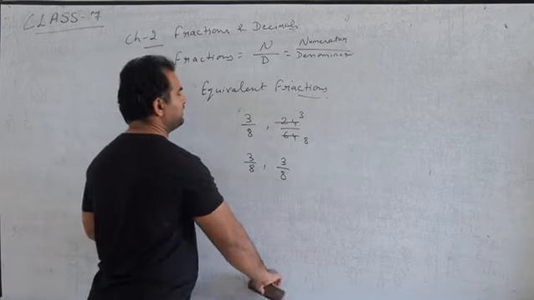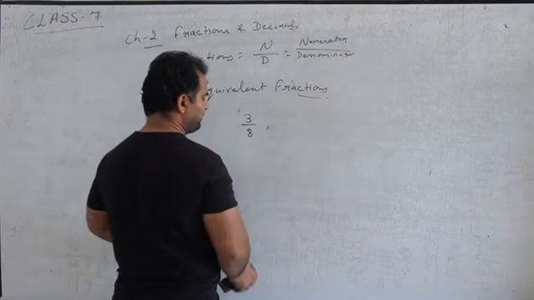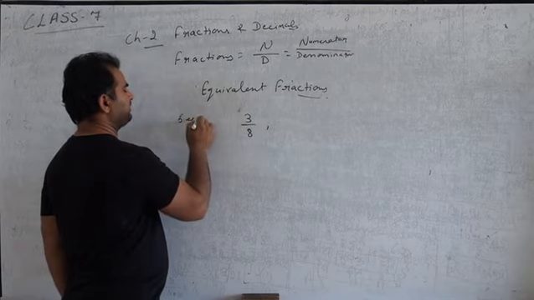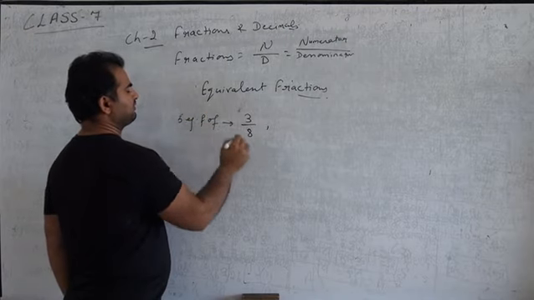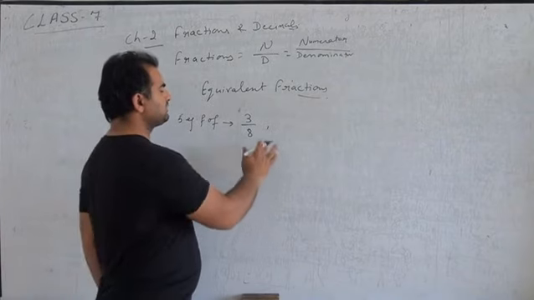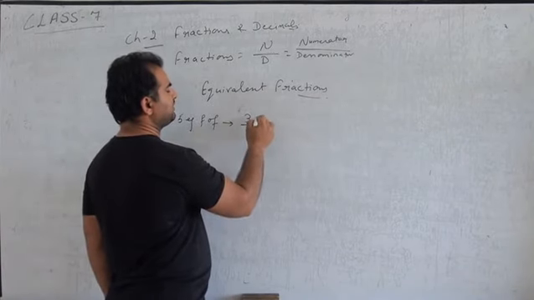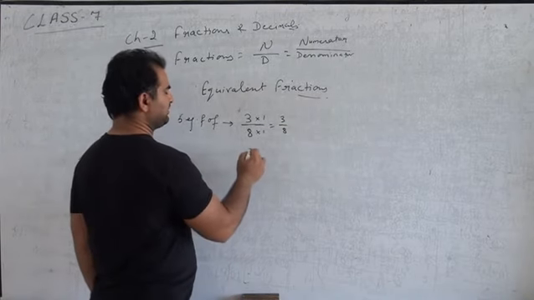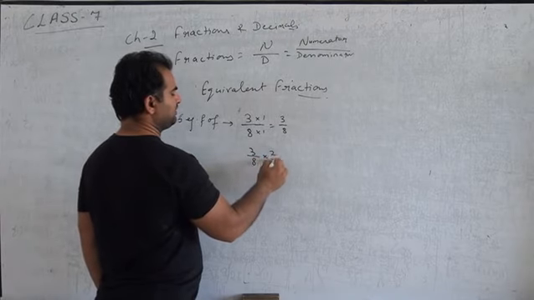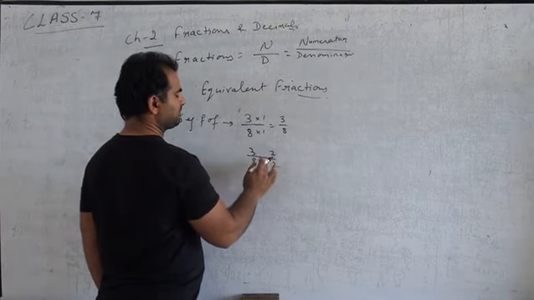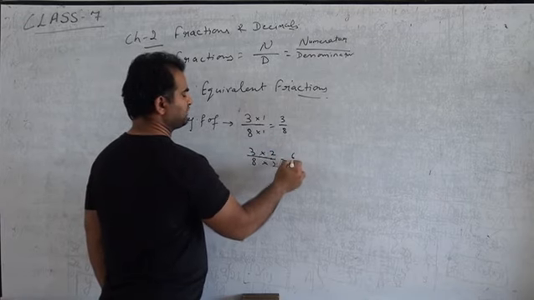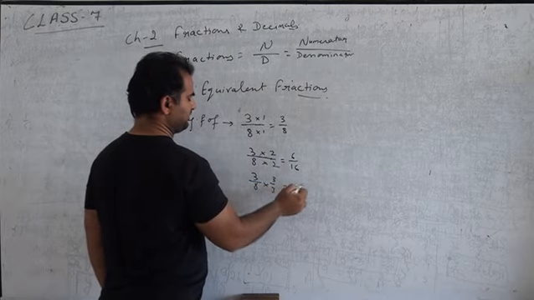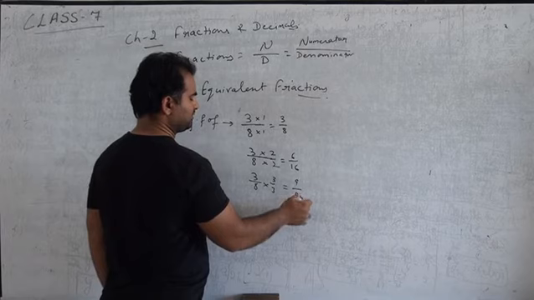Next, if we are given that we have to find 5 equivalent fractions of 3 by 8, what we have to do is just multiply this by 1 and this by 1, it will be 3 by 8. Next, multiply this 3 by 8 by 2 and 2, it will be 6 by 16. Again multiply this 3 by 8 by 3 and 3, it will be 9 upon 24.